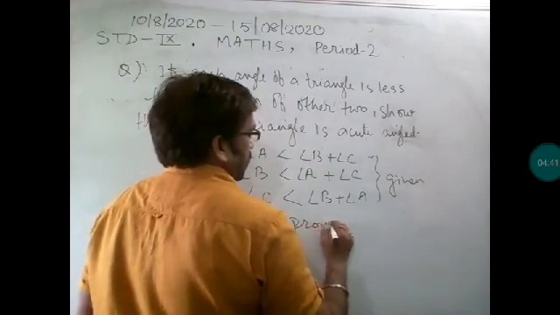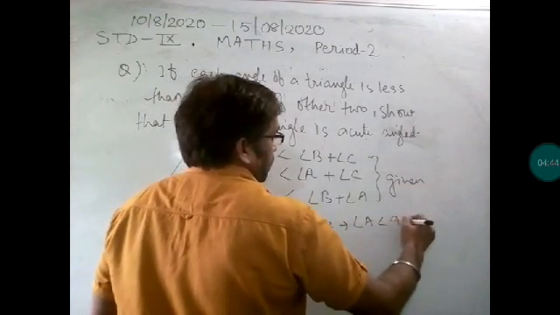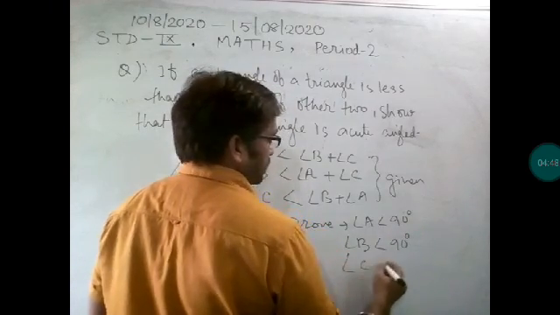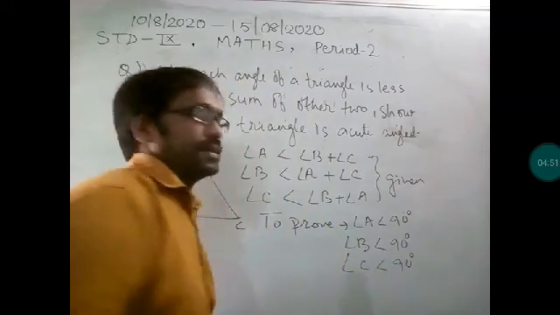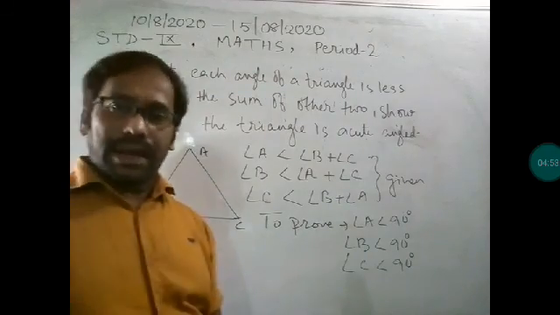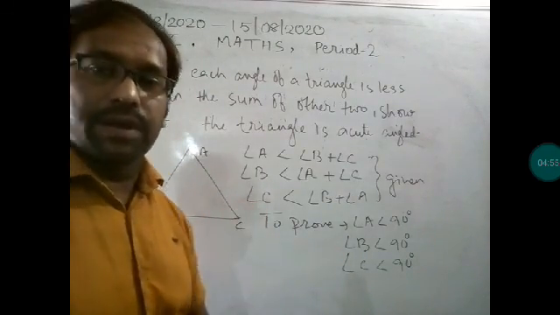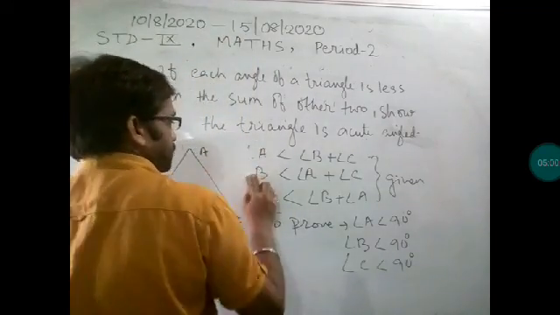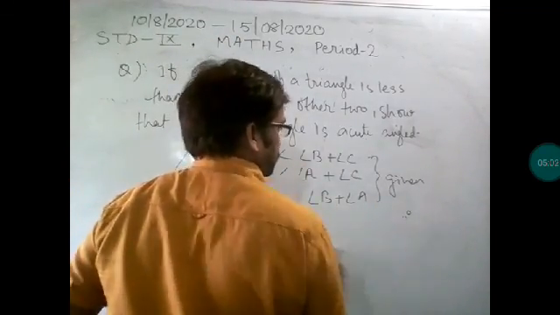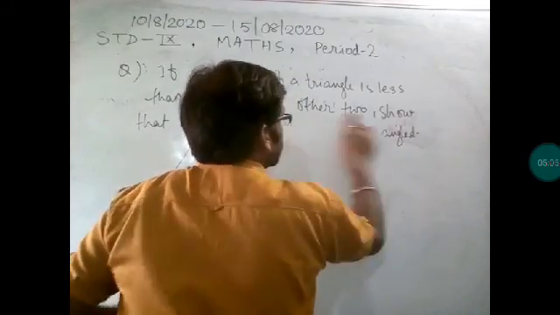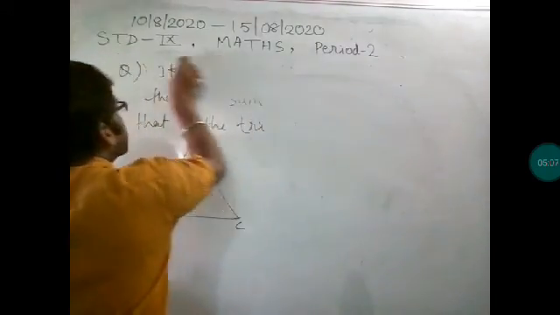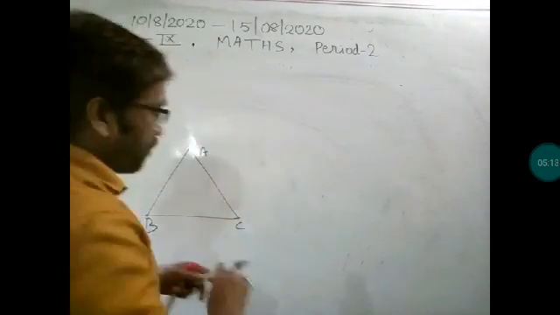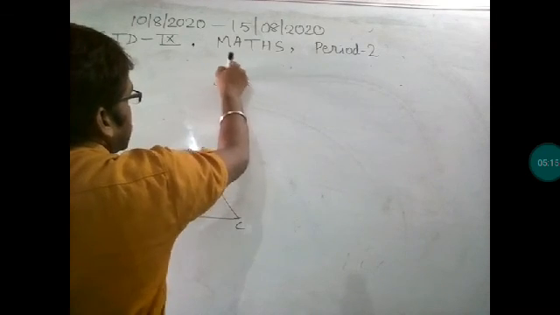Then we have to prove what? We have to prove that angle A, angle B, and angle C all are acute angles. That means they are less than 90 degrees. Okay, how will I prove it? Let me erase this and then I'll explain how we can prove angle A, angle B and angle C are less than 90 degree. We have to use the property that the sum of all the angles of a triangle is 180 degree. We are going to use that property.